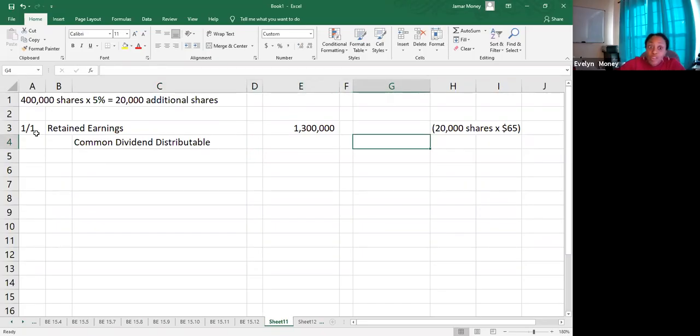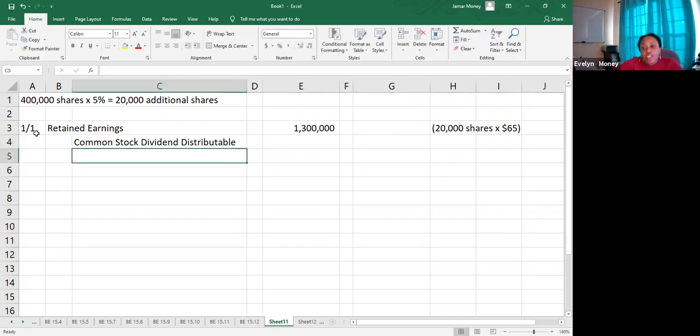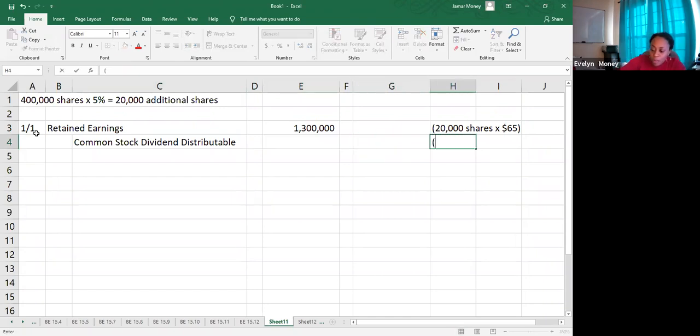And this common stock, you can call it common stock dividend distributable or common dividend distributable. Let me be consistent and call it common stock dividend distributable. That should be valued at par value. So I'm going to take my 20,000 shares and multiply that times the par value of 10.